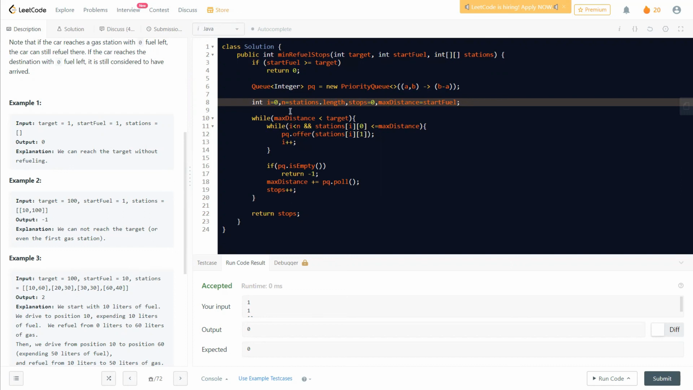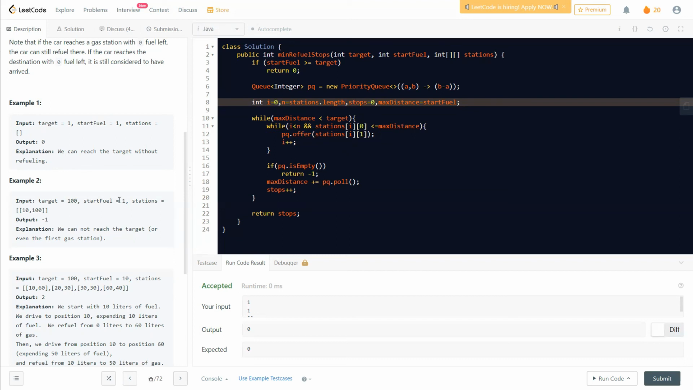While we don't reach our target, we are checking if i is less than n, i being 0, and we're checking all the stations. i was actually showing the current station. So we're checking if our station of i's position is less than or equal to max distance. If our current station is at a position we cannot reach, then there's nothing at this position.